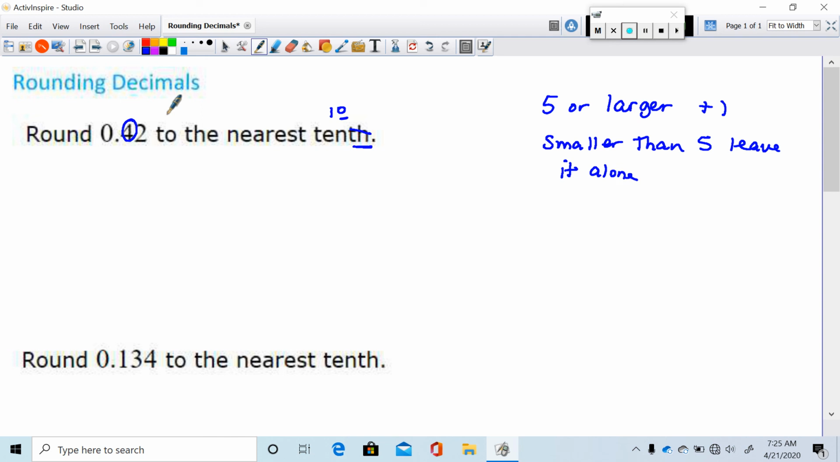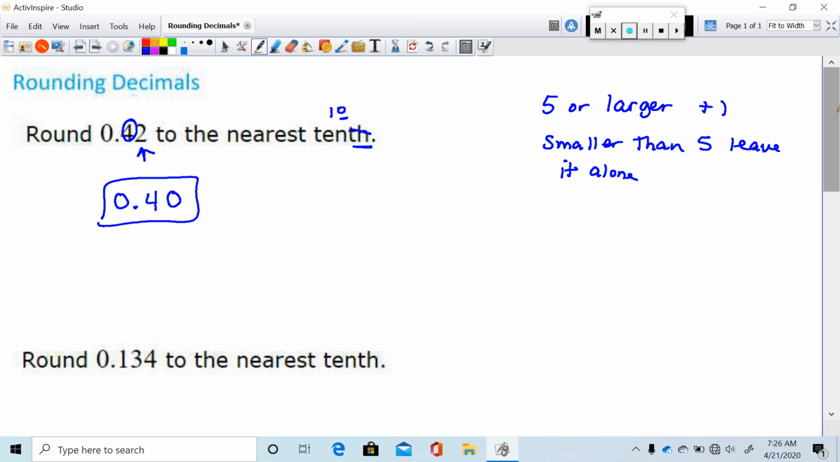So we're looking to see what we need to do with the 4. You look at the number after that. Okay, that's the number. The number after the number that you're looking at is the number that you want to make the decision with. So that number is smaller than 5. That means the 4 is going to be left alone. So anything in front of that just gets copied down. We're going to leave the 4 alone. Anything after that becomes a 0. So that's how you do that.